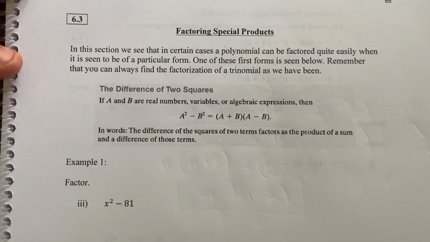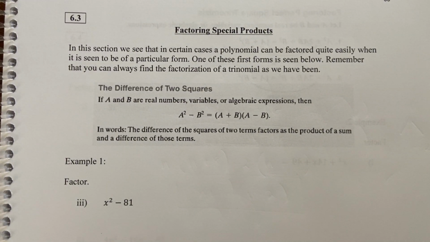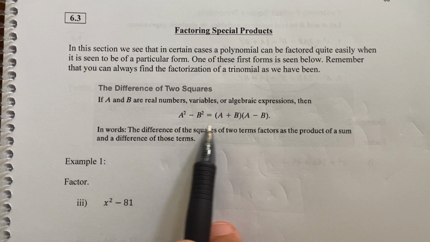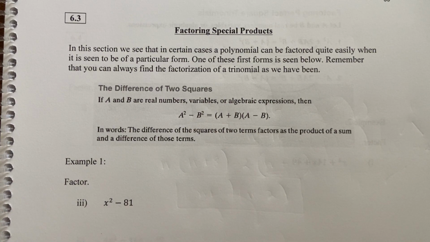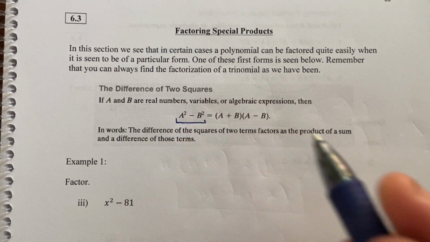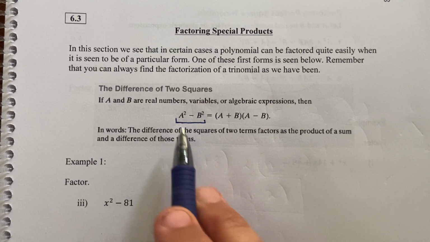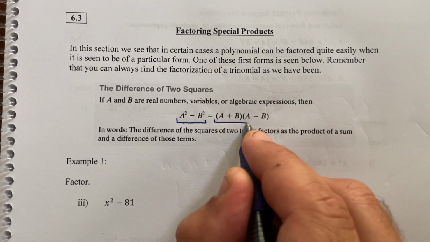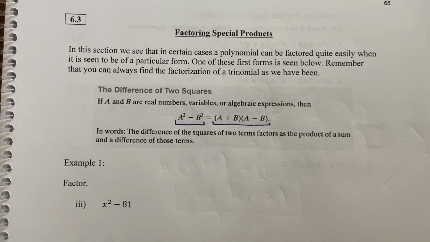Okay, on to 6.3. So 6.3 is regarding special products. In my opinion, every product is special, but according to what we're seeing here, there are some special products. This is the first special product. So what this is saying is if you can identify that you have what's called a difference of squares, you can actually just quickly factor that every time as this.